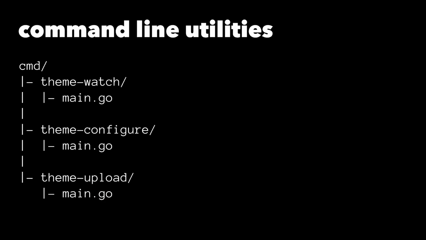So this is what it looks like. This is the command line utility, the first run at it. There was an article written by Ben B. Johnson about building your binaries for Go. You basically have a command package, and in there all of your command apps live. For us, we had theme watch, theme configure, and theme upload.